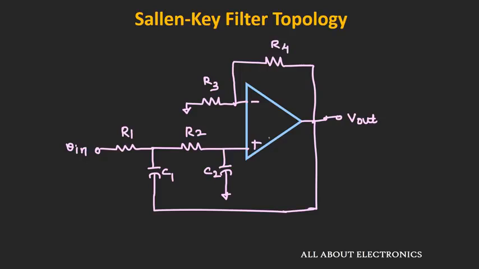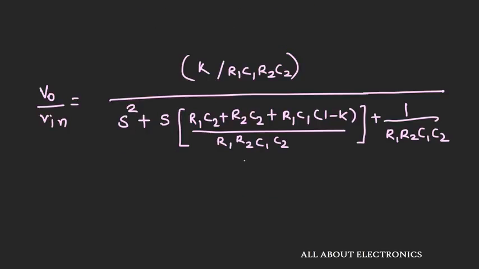In the last video, we had seen that the transfer function of this Sallen-Key filter topology can be given by this expression. We had also seen that when R1 is equal to R2 is equal to R, and C1 is equal to C2 is equal to C, then the value of Q can be given by the expression 1 over 3 minus K, where K represents the gain of this filter. So just by adjusting the gain, we can get the desired value of Q.